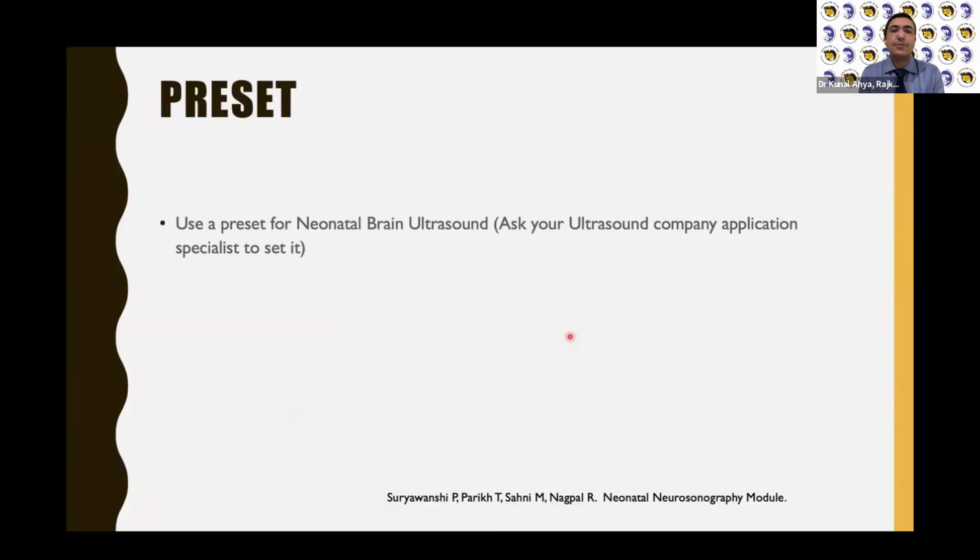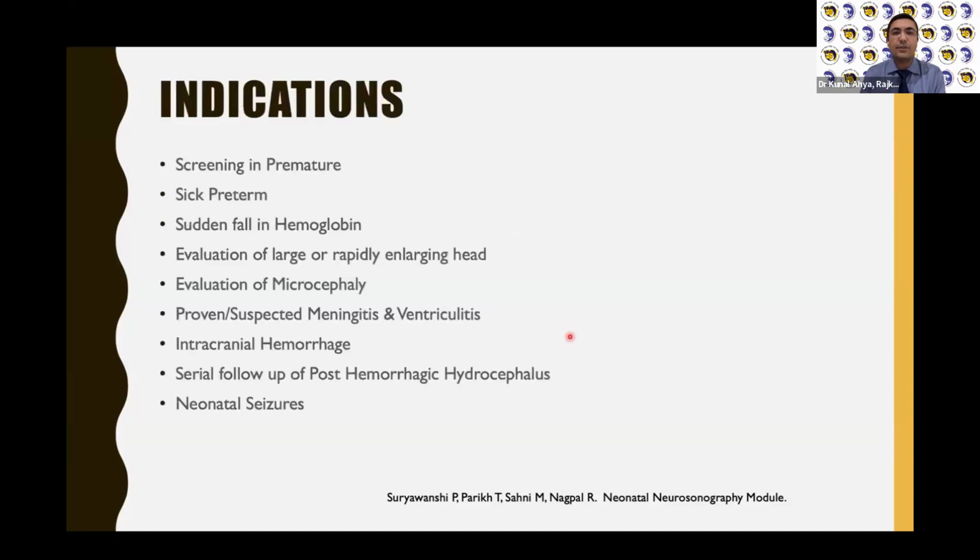Now for doing head ultrasound, you need to select your preset, which Dr. Kamal Arora sir had excellently explained in the live demonstration. There are various presets, and you need to select the head ultrasound preset so that you get a better image. The right and left orientation marker, the gains, the depth, all those are already set. You need not set the gains, the brightness, the depth or zooming every time. That has to be already set by the ultrasound company application specialist, to make sure that your machine has a neonatal brain ultrasound preset already there.